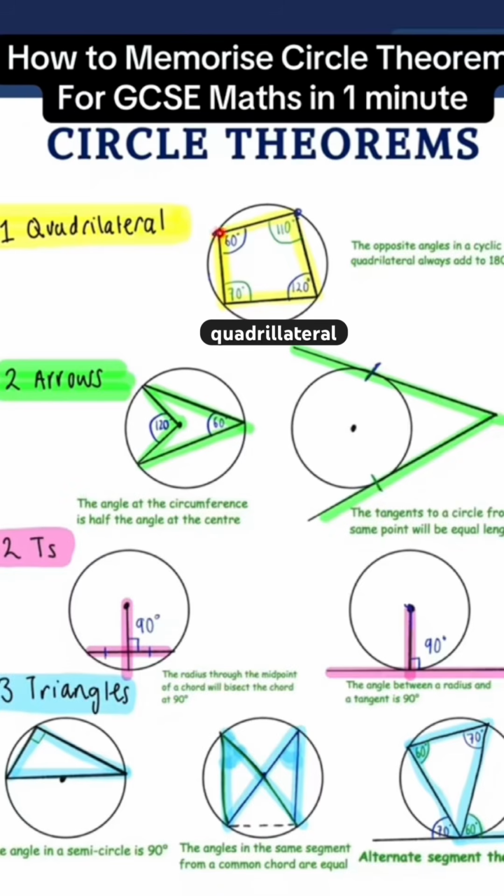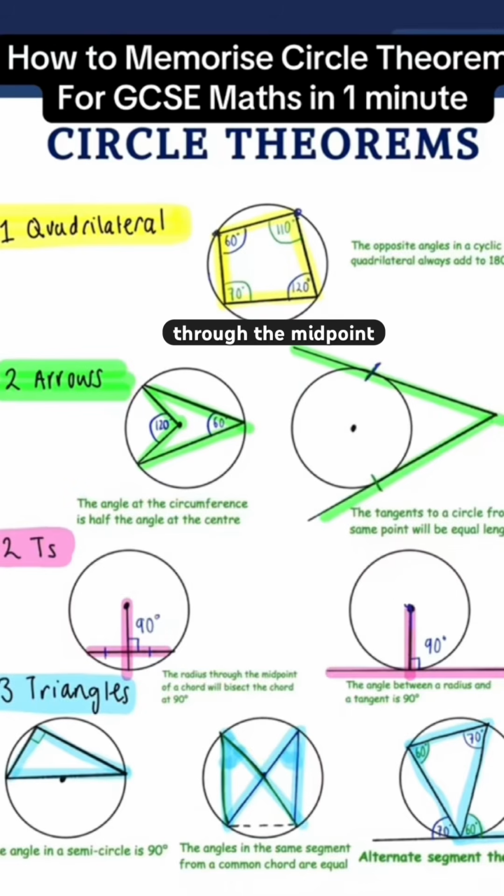So when you think of your quadrilateral, opposite angles in this always add up to 180. Now, with your 2 arrows, the angle at the circumference is going to be half the angle at the center. With your tangent, you have these 2 lines touching over here, and this just means that they are the same length. Now, these 2 lines are the same lines that we see over here.